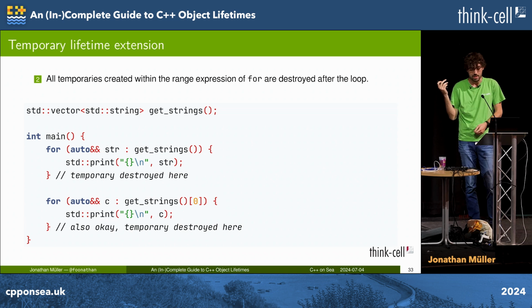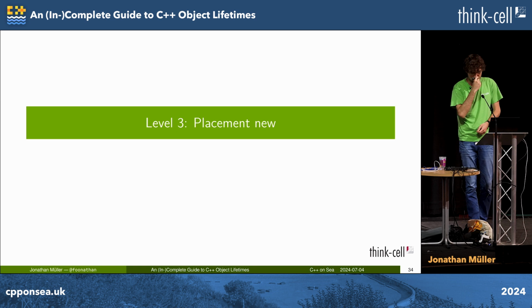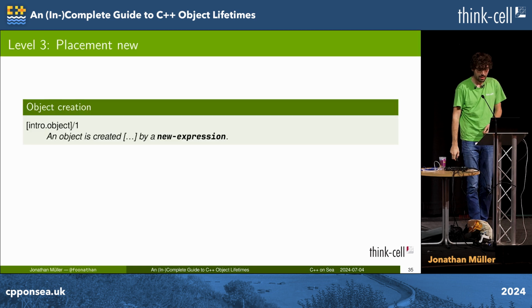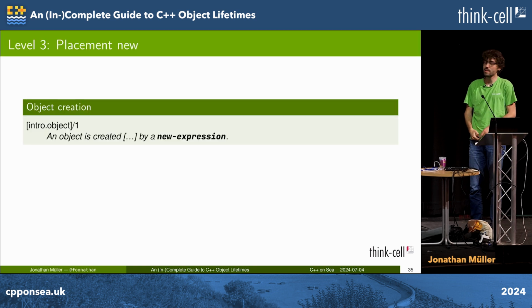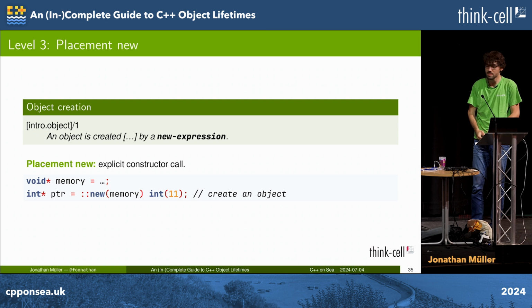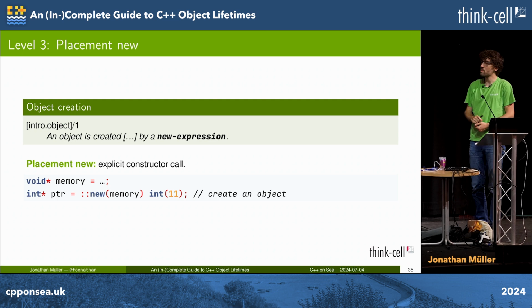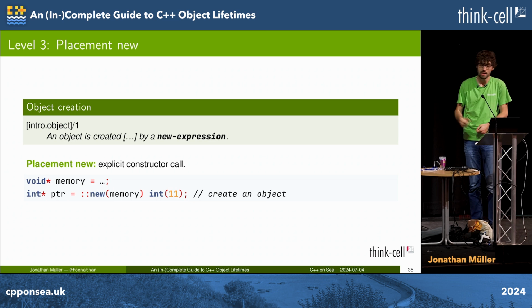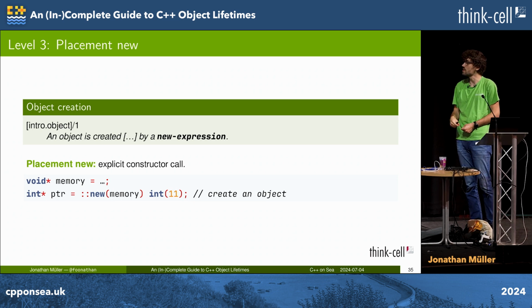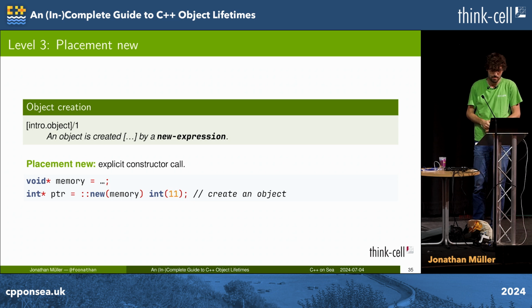Now let's get to the interesting part. Placement new. An object is created by a new expression, and there's a special kind of new expression, placement new. It essentially is an explicit constructor. So if you have some memory, you can call placement new in order to create an object in that memory. And this will then give you a pointer to the int we've just created in that memory.